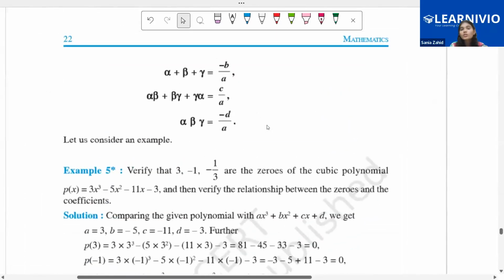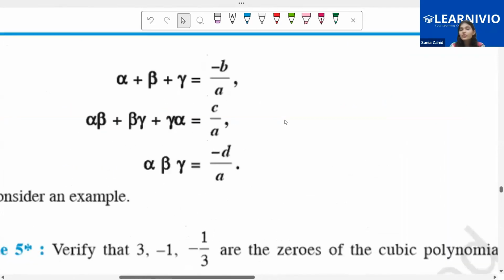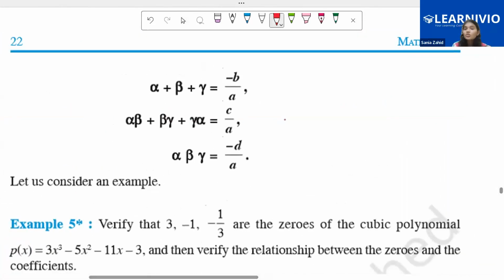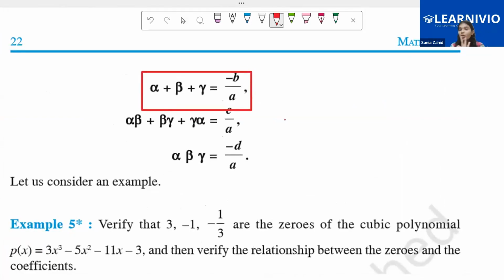Then here, what are we going to have? We have three things. First of all, we have the sum of the zeros. The sum of the zeros involves alpha, beta, and gamma, because there are going to be three zeros for a cubic polynomial.